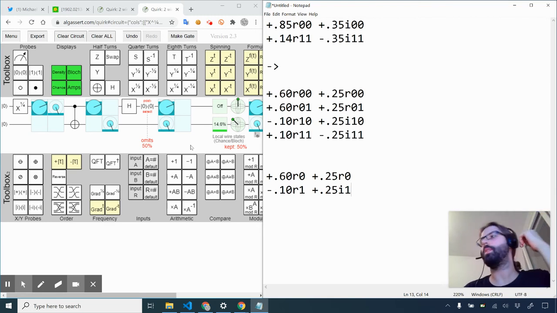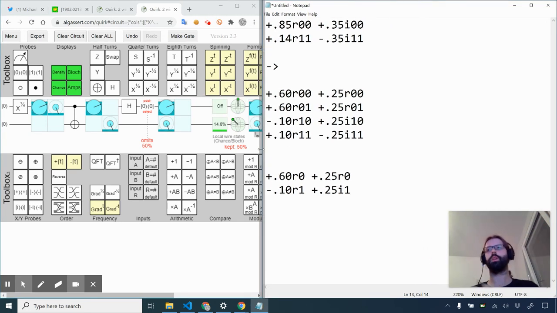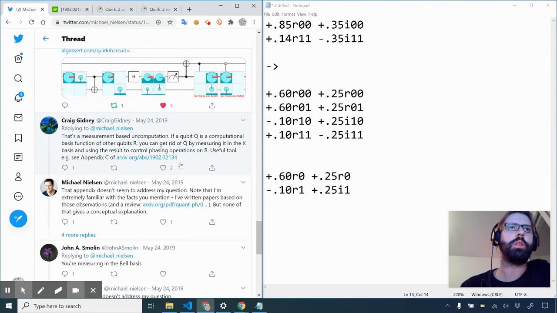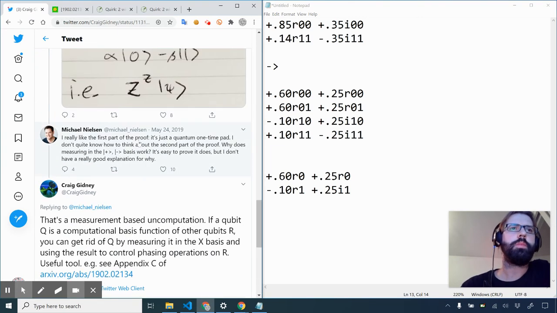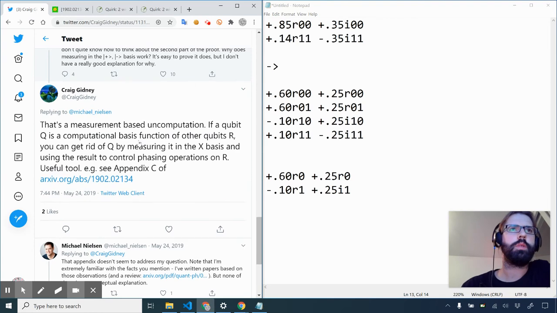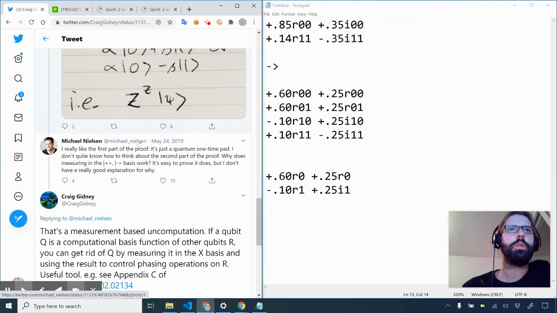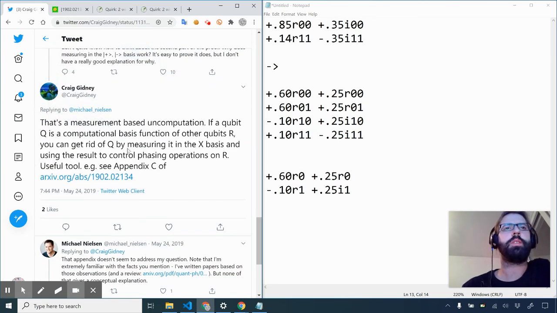But why? I'm still not really sure I'm onto the right path. So what was Craig saying other than that? Craig is saying that's a measurement based on computation.